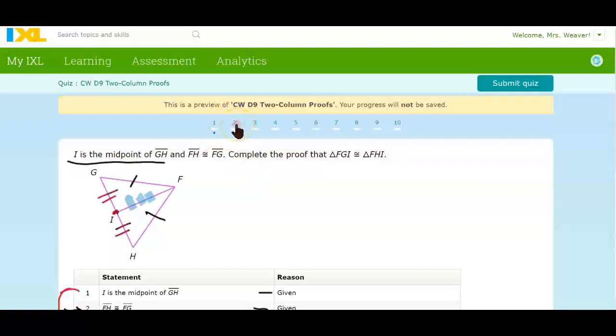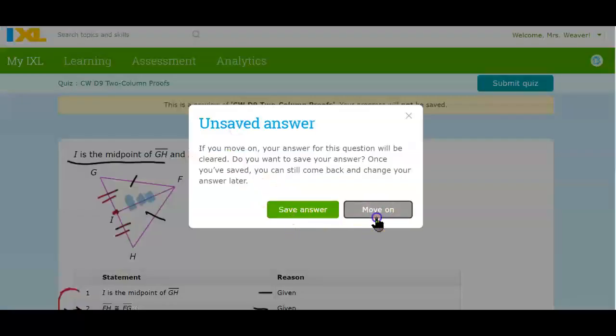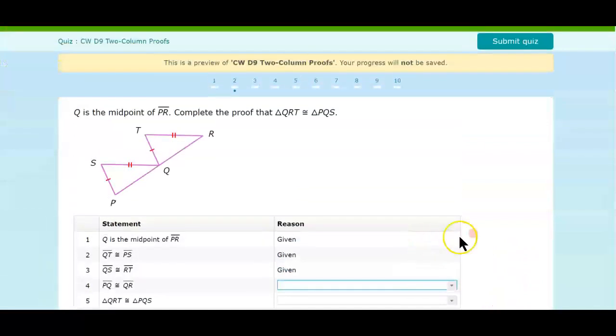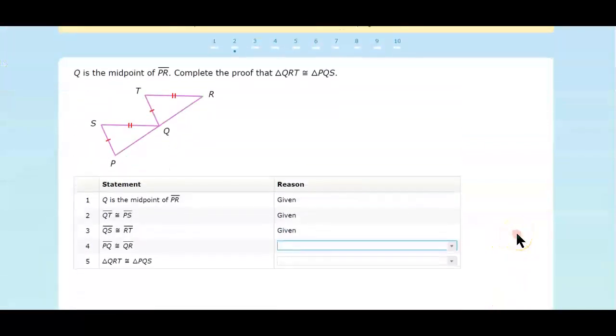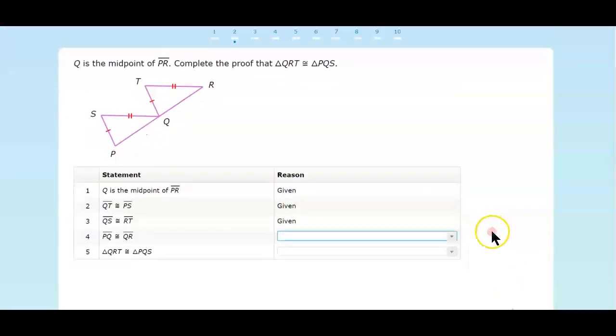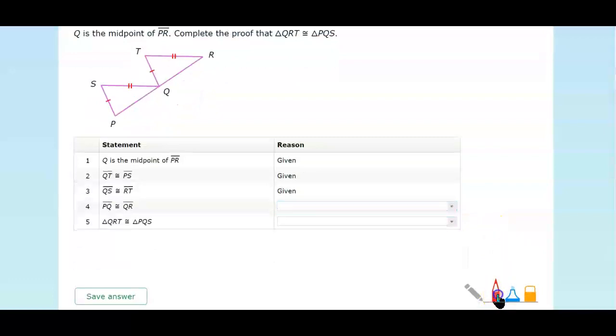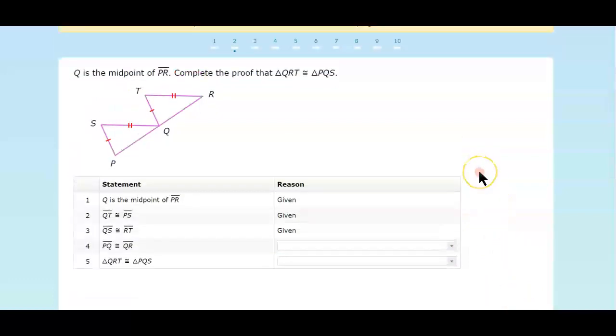Okay, moving on to number 2. Same answer. Correct. Number 2. Remember, we don't want to just jump. We want to walk our way through these proofs. Q is the midpoint of PR. That's a given. QT is congruent to PS. Did we erase the 19 on the board? I'll get that. Is given.